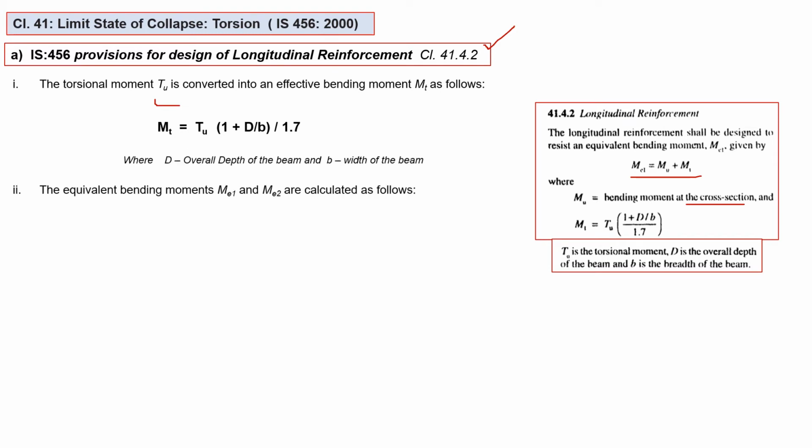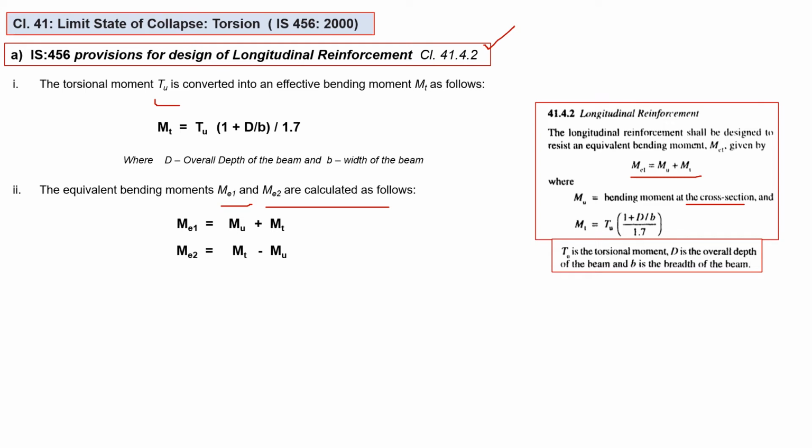Now the second point is, after calculating this effective bending moment MT, we have to find out equivalent bending moment, that is ME1 and ME2. We have to do two calculations. So the first one is ME1. ME1 is the addition of MU plus MT. So first of all you need to calculate equivalent bending moment ME1, which consists of the addition of MU plus MT, which we have discussed so far.